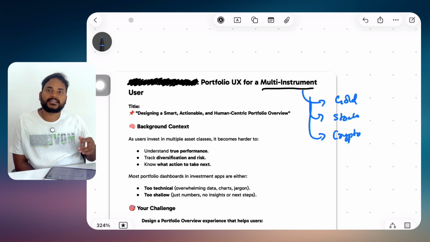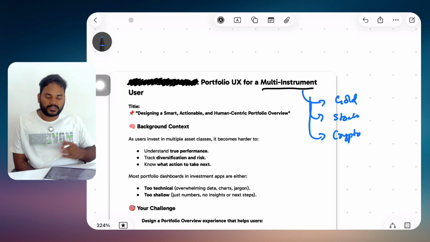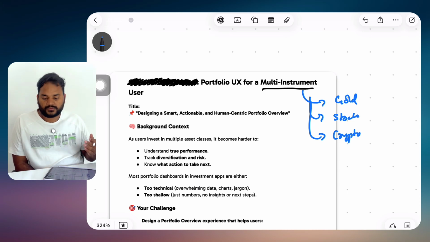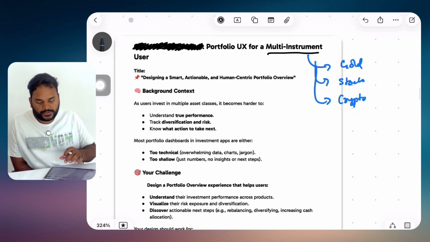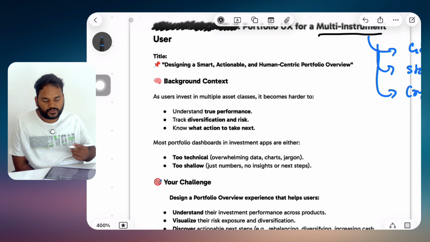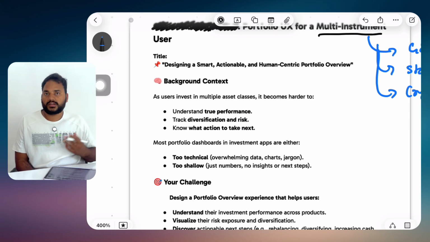So what our task is to design a simple screen where the user can have whole control and also have an overview of how their investment is going on. So that's the crux of this whole information that is given by the company. First, we have some background context. Understand the true performance. So there are users who want to understand the true performance of all their investments.